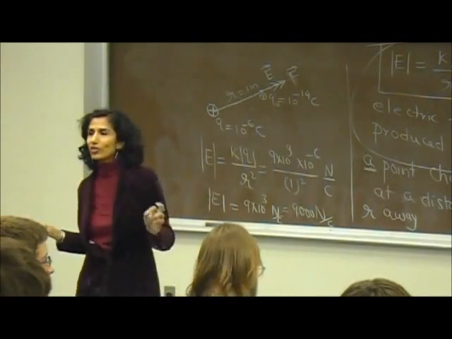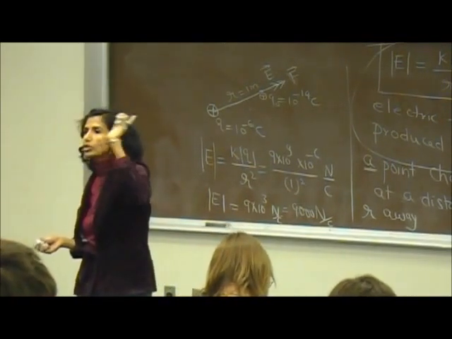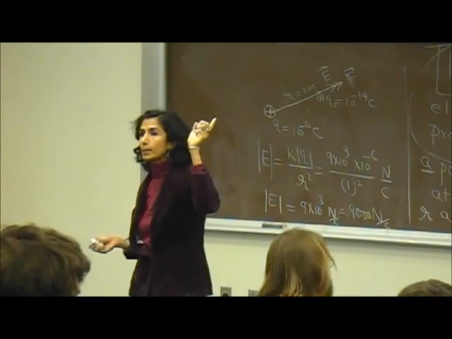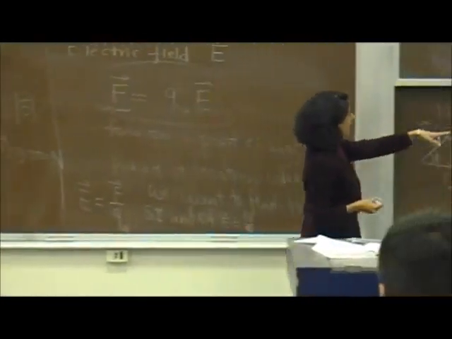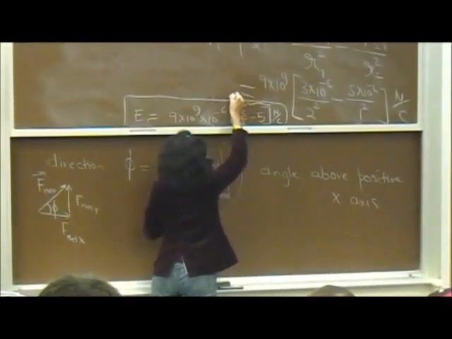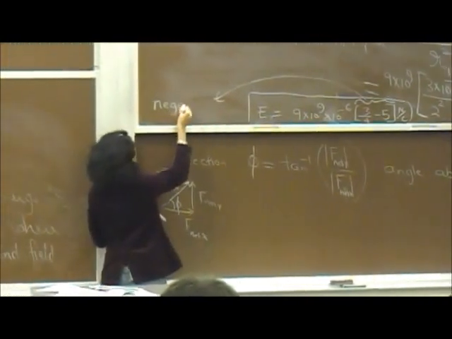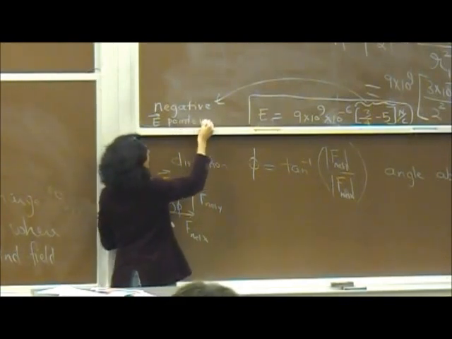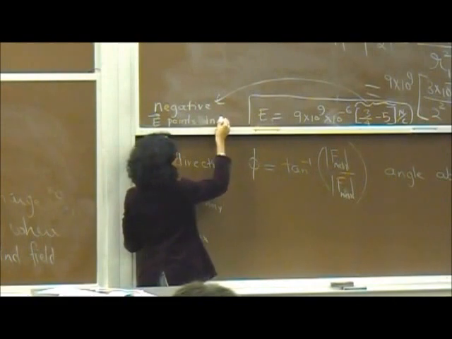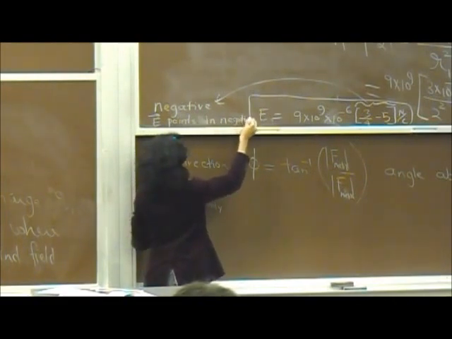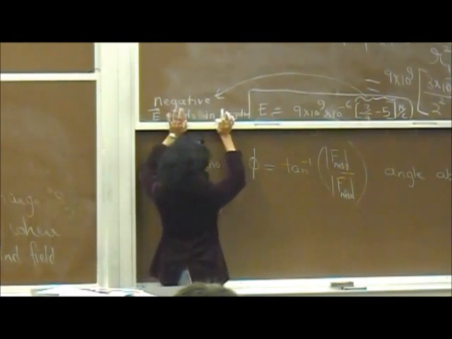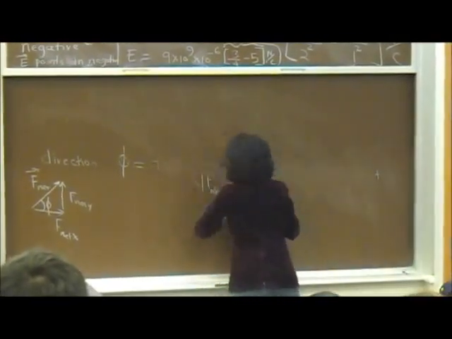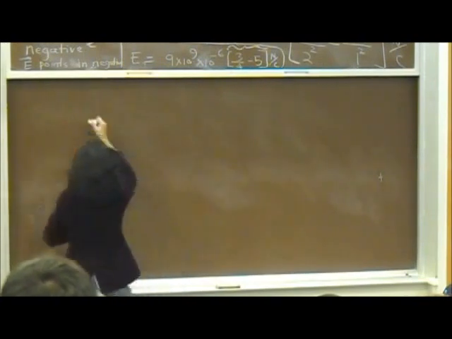What does that tell you about the direction of electric field? Somebody from the fourth row here. Which way is the electric field? Negative x direction or positive x direction? Negative. Very good. The fact that this is negative means that E points in the negative x direction. Right, negative x direction.